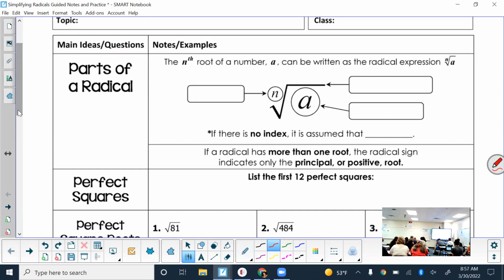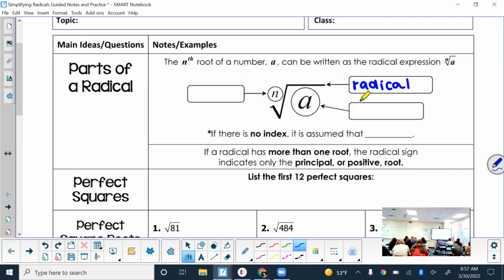And first thing we're going to talk about are the different parts of a radical. So a radical, also sometimes called a square root symbol, because that's what it is, kind of looks like a division sign with that little extra line right here. So radicals, also called square root symbols, are these symbols.